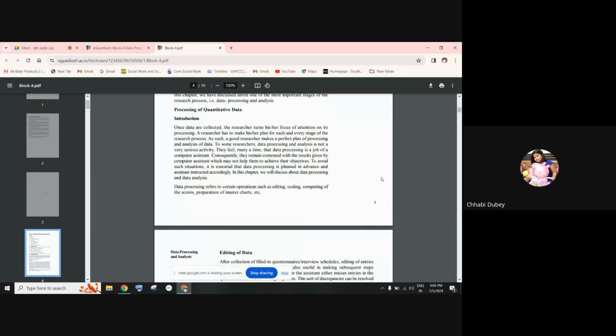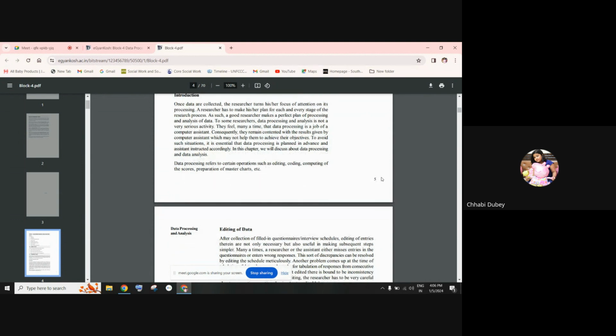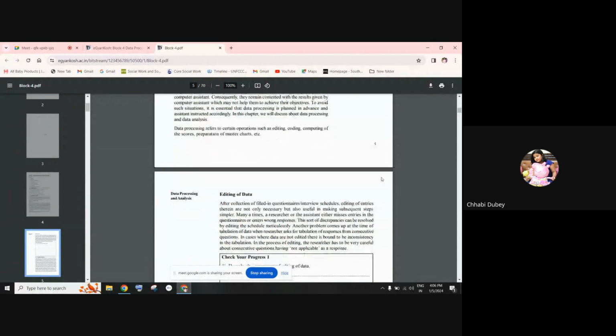Now, data processing refers to certain operations. This will include editing the data, coding the data, computation of the scores, preparation of master charts, etc. So this is all about data processing. It will require all these things. Once you have received the data, you have to carry out these processes, because it's only after these processes are carried out that you are able to actually come up with certain inferences or results.